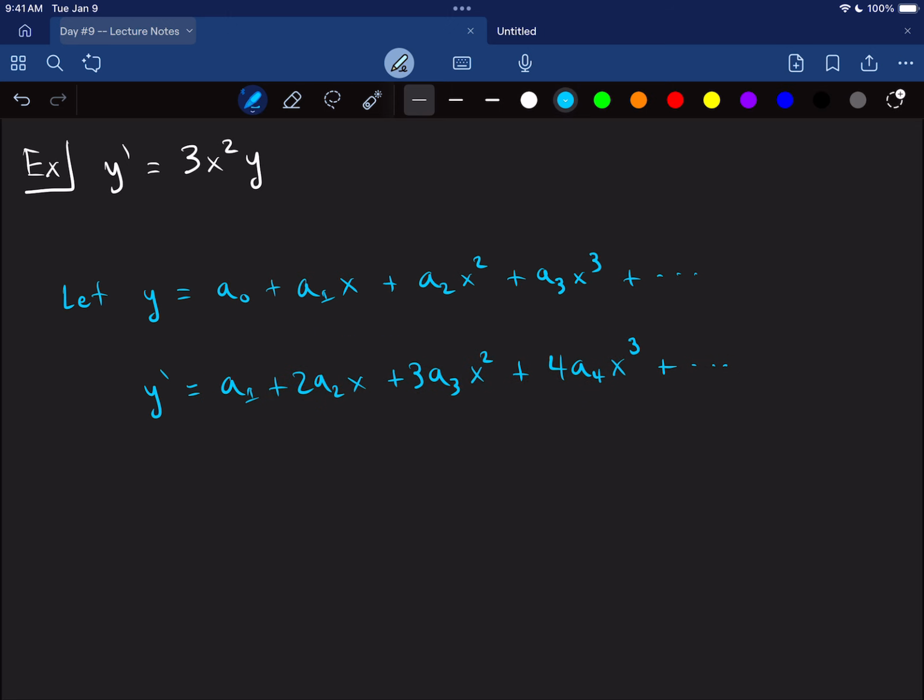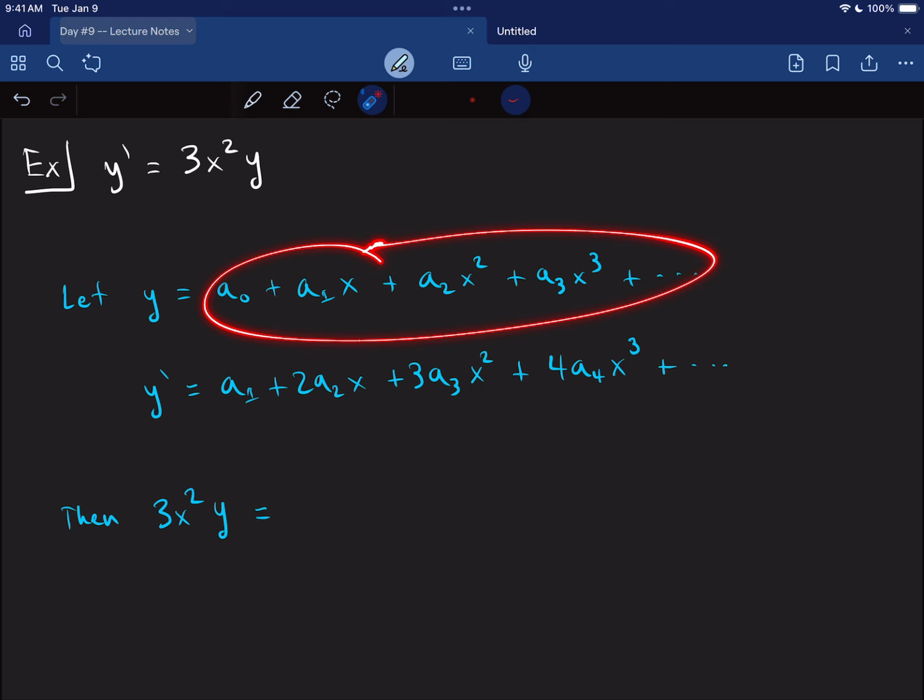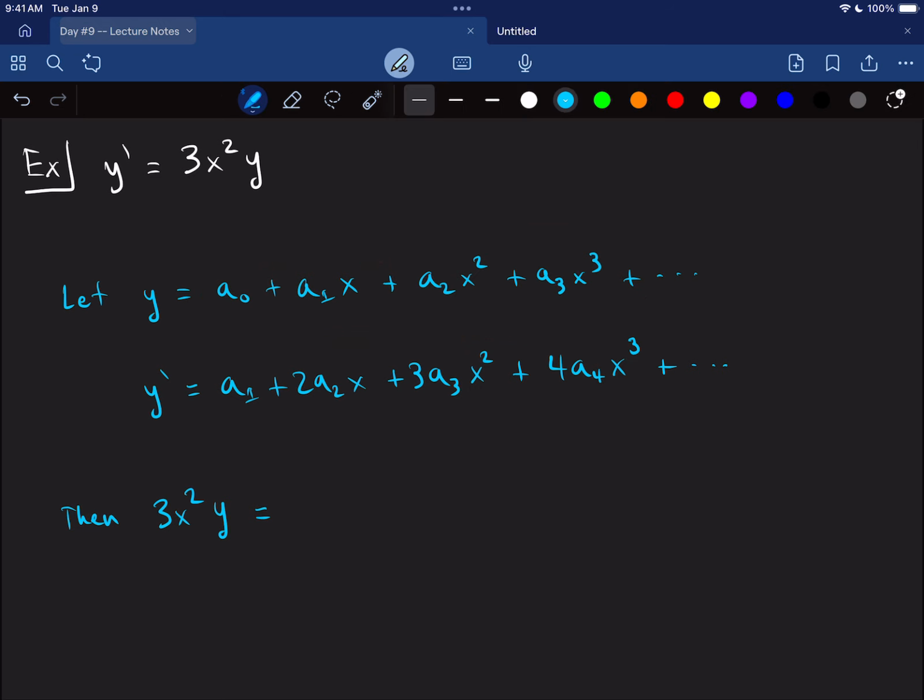Now I have these written down, and that's great. Just for clarity of work, let's note this: 3x squared multiplied by y is just me taking this up here and just adding a 3 to every term and then increasing the power of x by 2 because I'm just multiplying by 3x squared. So this gives me 3a naught x squared plus 3a1 x cubed plus 3a2 x to the fourth plus 3a3 x to the fifth, and that keeps going.